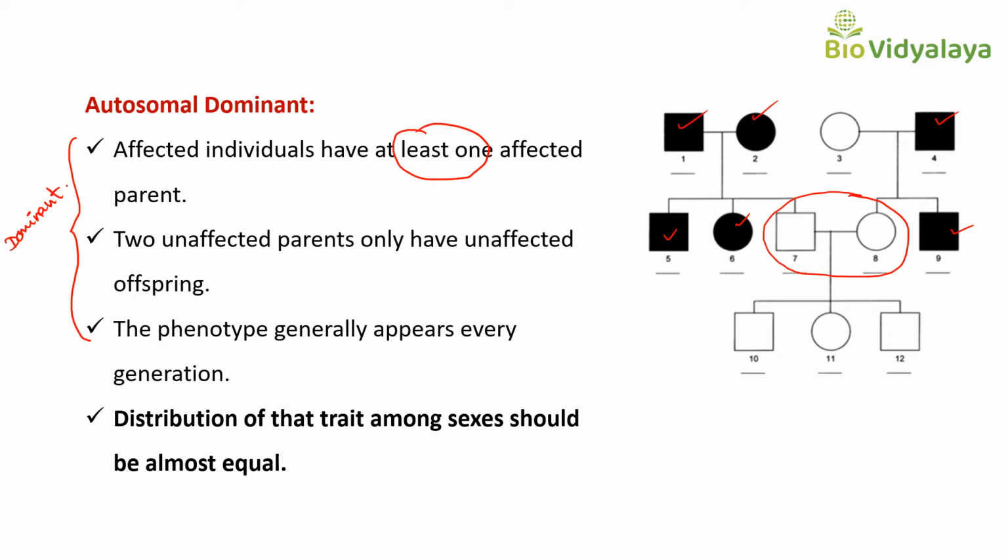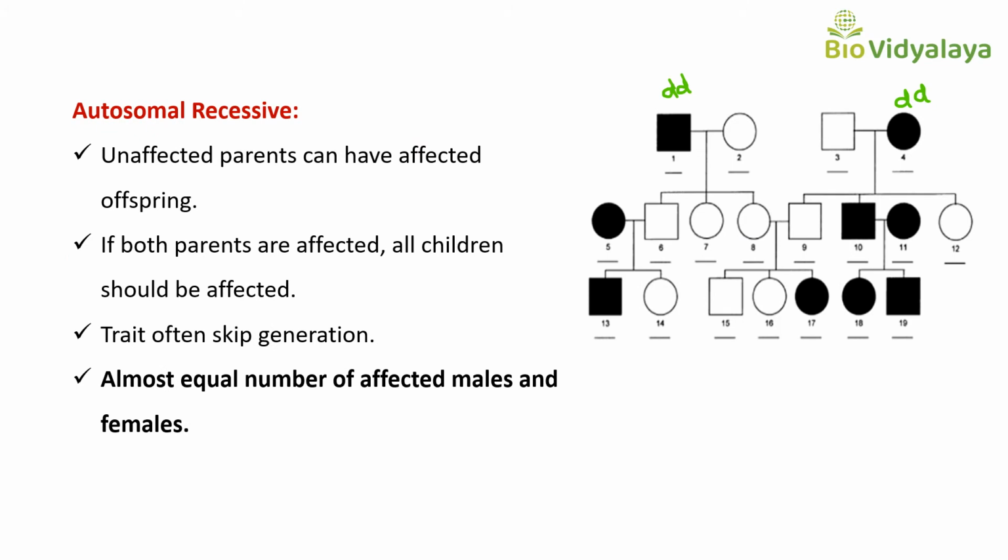And the fourth condition is specific for autosomal dominant. The distribution of that trait among the sexes should be almost equal. So for an autosomal dominant pedigree, the distribution of the trait among the sexes should be almost equal. Here you can see that this trait is present in both males and females. Next, conditions for autosomal recessive.